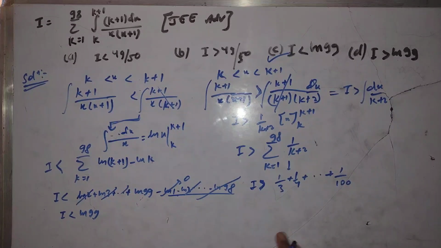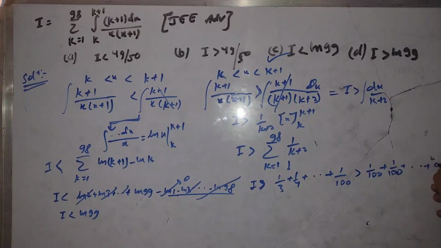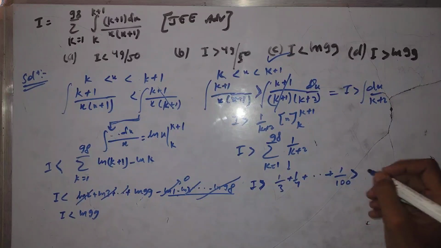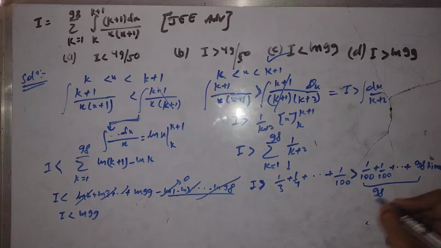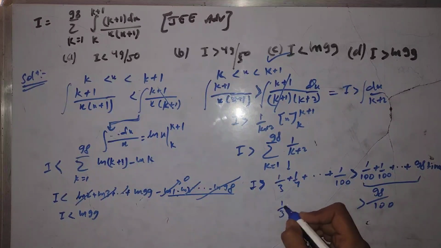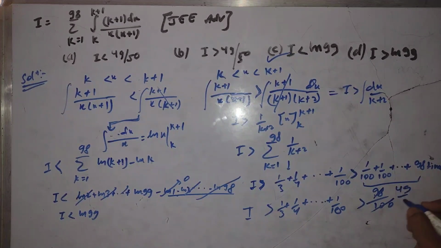What the teacher did was, he said this whole thing is actually greater than 1 upon 100 plus 1 upon 100, 98 times. This is always greater than 1 by 100 plus 1 by 100 up to 98 times. So this becomes 98 by 100. So this is greater than 1 by 3 plus 1 by 4 plus all the way up to 1 by 100, and this is less than I. So 98 by 100, we can cancel this out to 49 by 50.